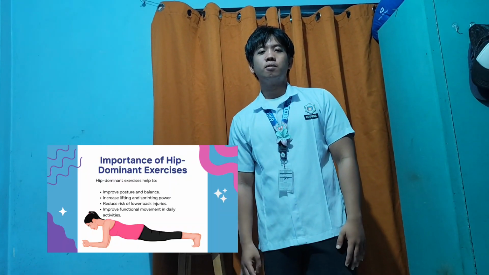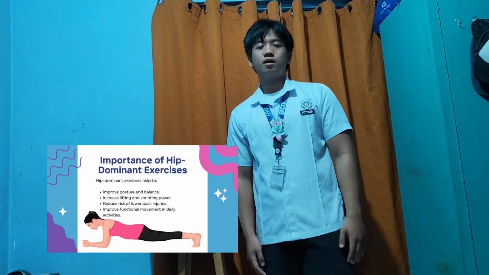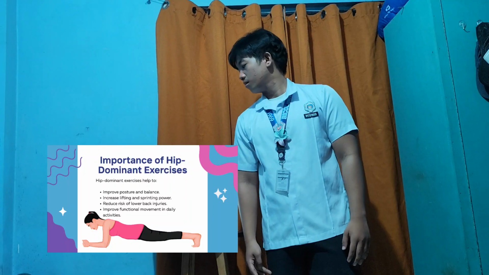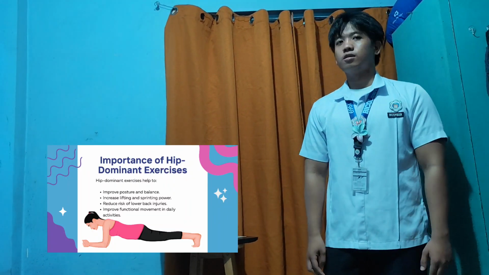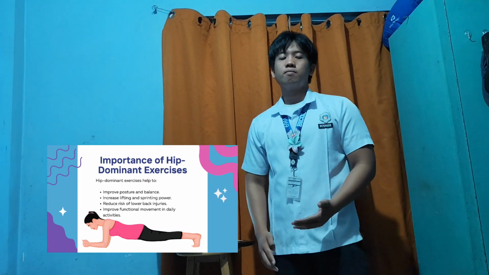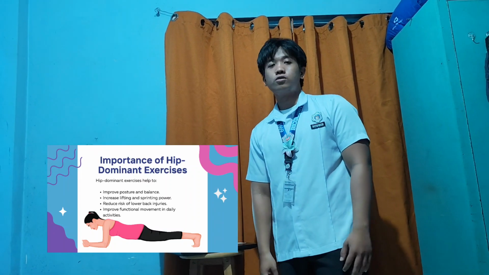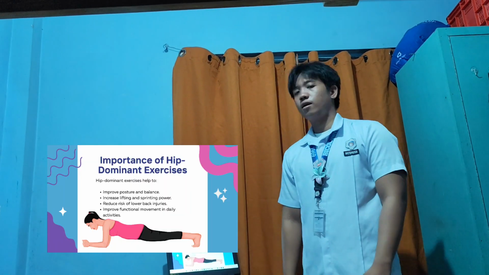For example, di ba yung lola at lolo natin nakukuba na sila sa sobrang katandaan. So possible yun na ma-prevent kapag nag-exercise tayo ng mga hip dominant exercises, kasi nalalabanan nito yung pagka posture imbalance, and nako-correct nito yung pagka kuba natin.